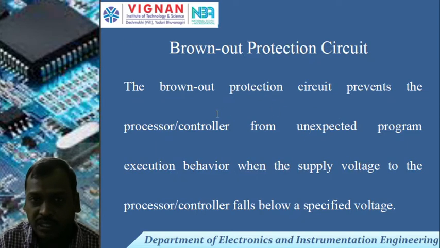Now the brownout protection circuit. The brownout protection circuit will protect the processor or controller. It prevents the processor or controller from unexpected program execution behavior when the supply voltage to the processor or controller falls below a specified voltage. Whenever the supply voltage falls below, it will protect the circuit. That means the processor or controller will always maintain a 5 volt supply. It will not fall below 5 volts because you have the brownout protection circuit.